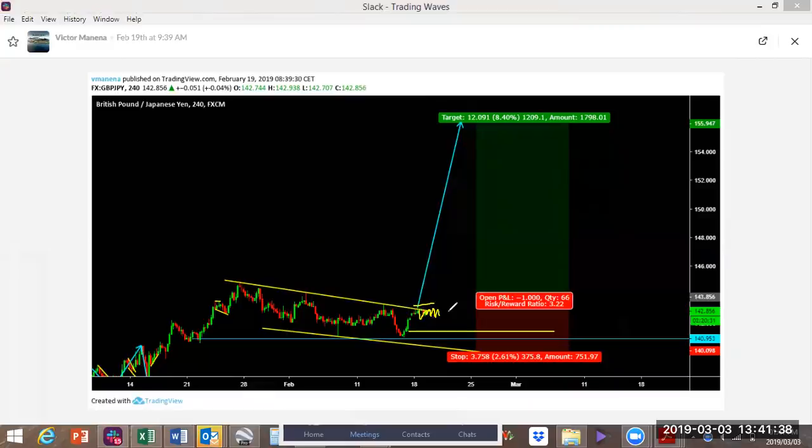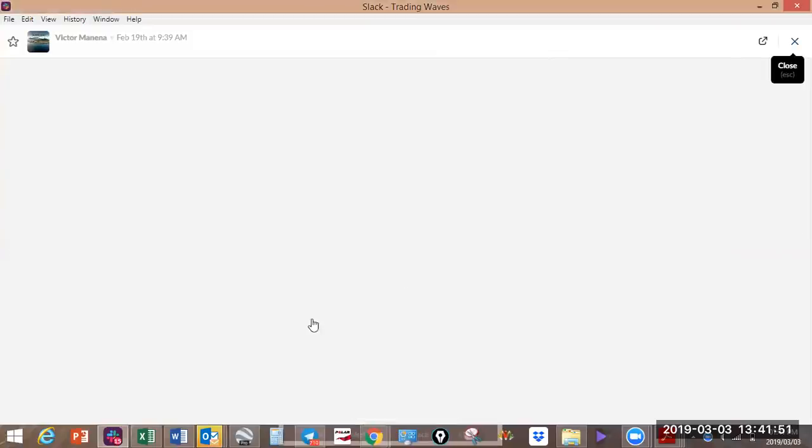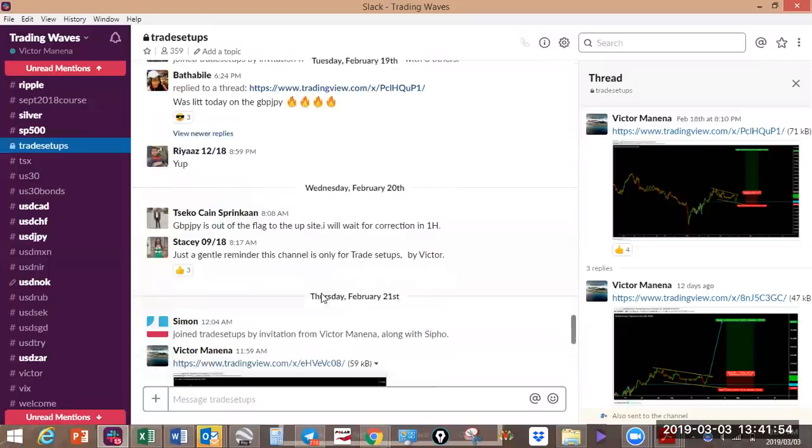Just over a 50 pip stop and over 1,200 pips as profit. So you can imagine what the risk to reward ratio is. Now, this is what happens when you know what you're doing and understand wave analysis.